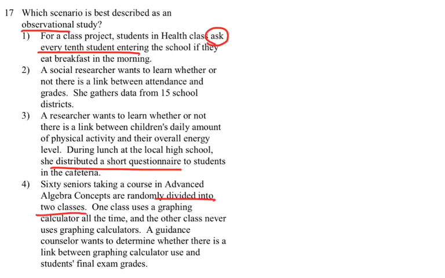Last one is we are dividing a group randomly into two different groups. Hence, since you're interfering with the group, well, it's not much of observation. On the other hand, choice 2 will be the most observational study.